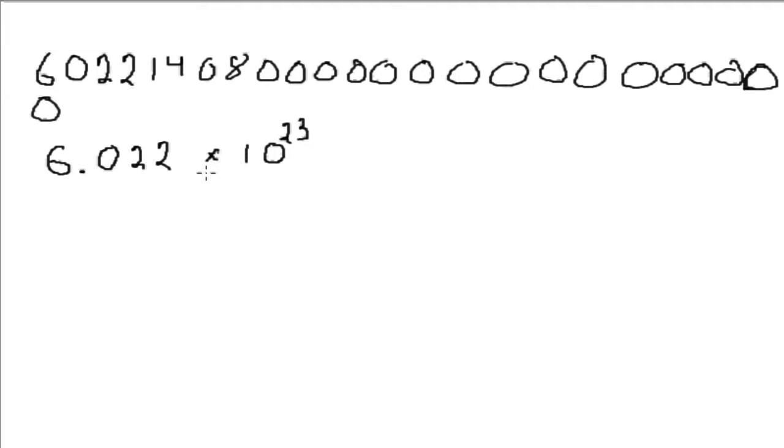So let's practice with smaller numbers. Let's say you have the number 4.25 times 10 to the third. To convert this to a regular number, you just look at the number up here, you look where the decimal is, and that's how many times you move.